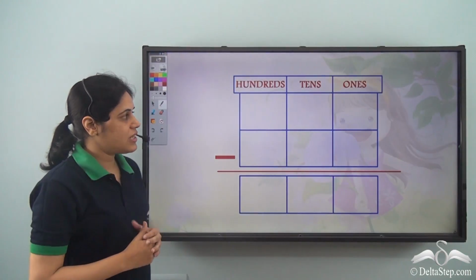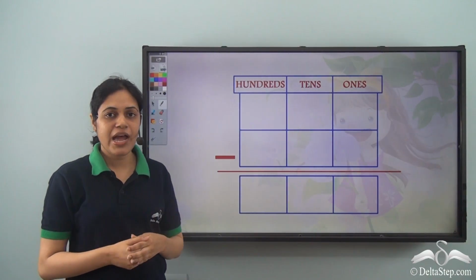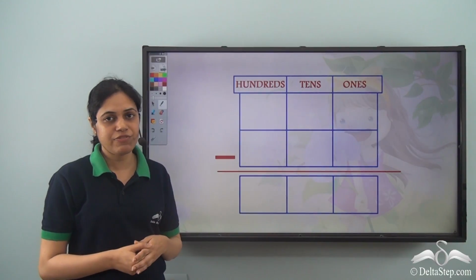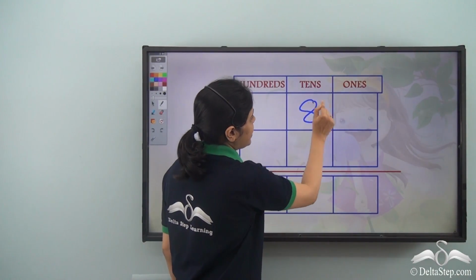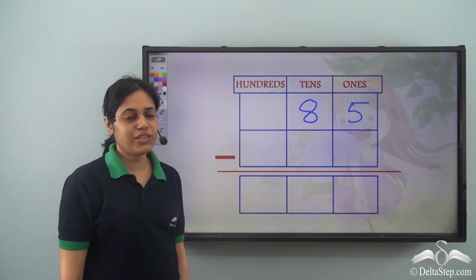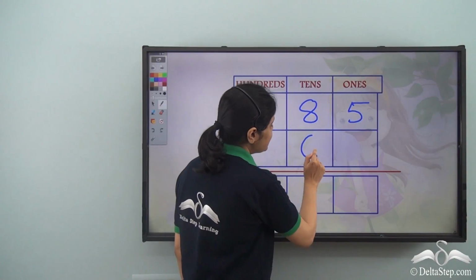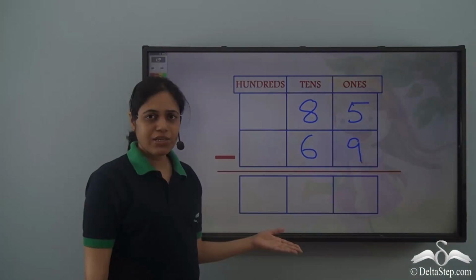We can find this answer by subtraction. So I need to subtract 69 from 85. How do I do that? 85 is 8 tens and 5 ones, and 69 is 6 tens and 9 ones. So how do I subtract these?